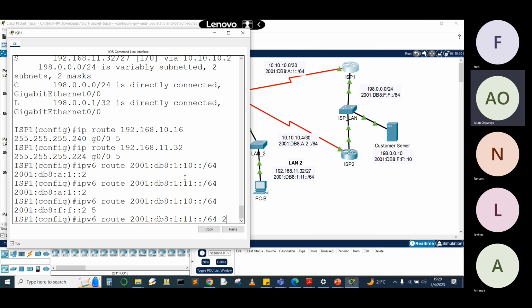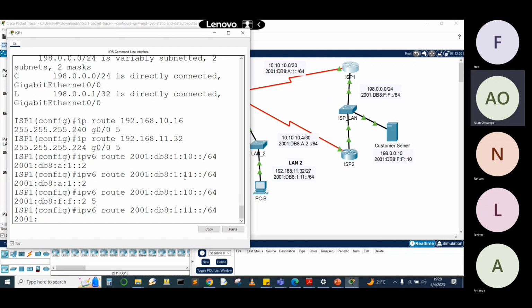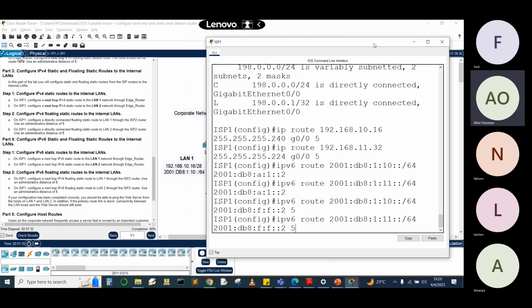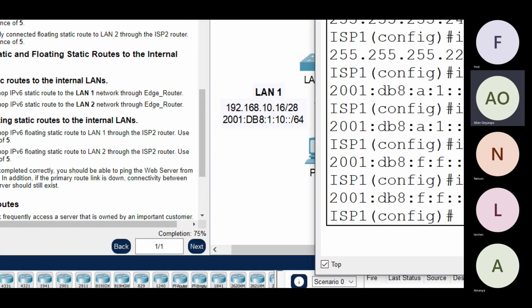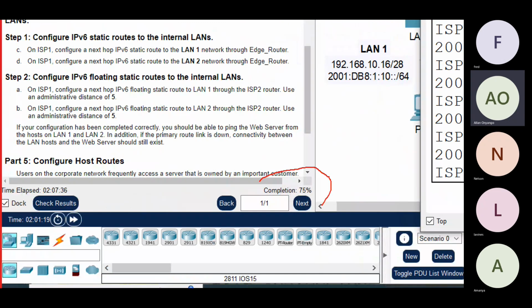So 2001:DB8:F:F::2. Put a space and then put a 5. So that is to show that it is a floating static route to provide a backup. I'm going to just press enter to see that we now have how many marks? We now have a whole 75 marks right here.